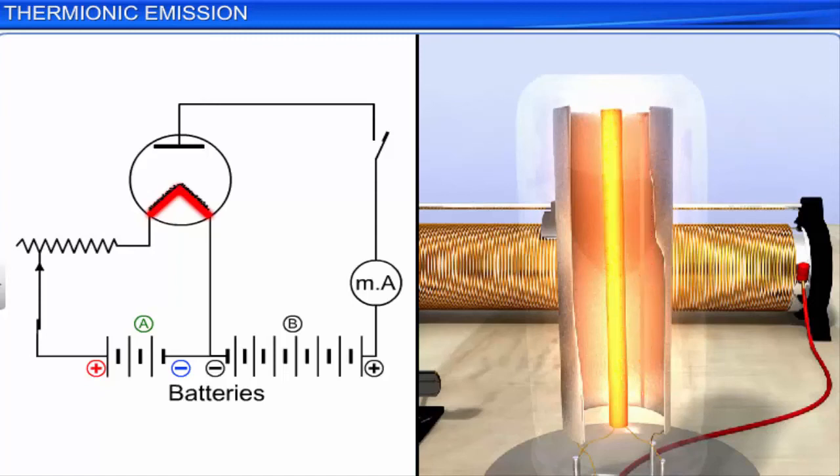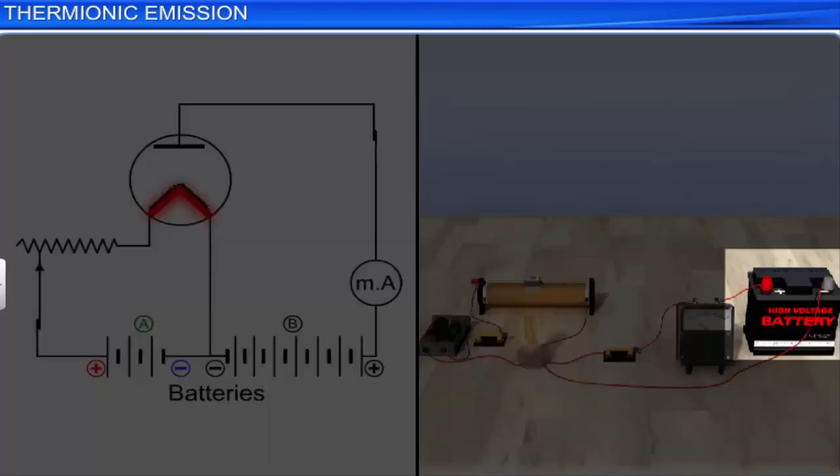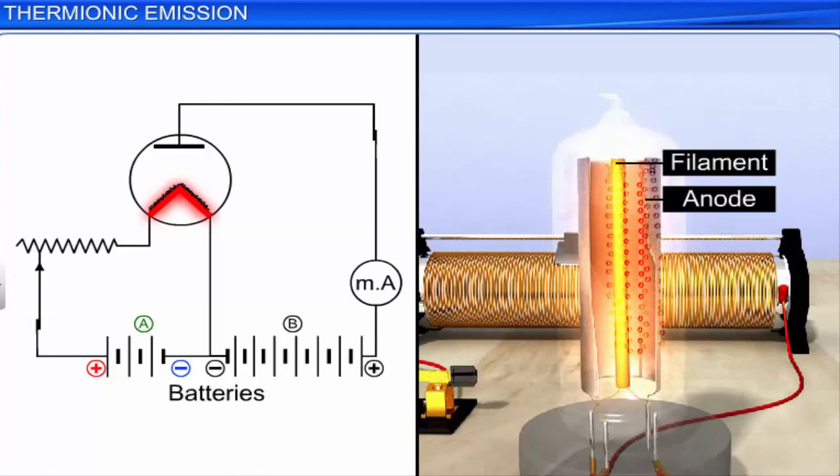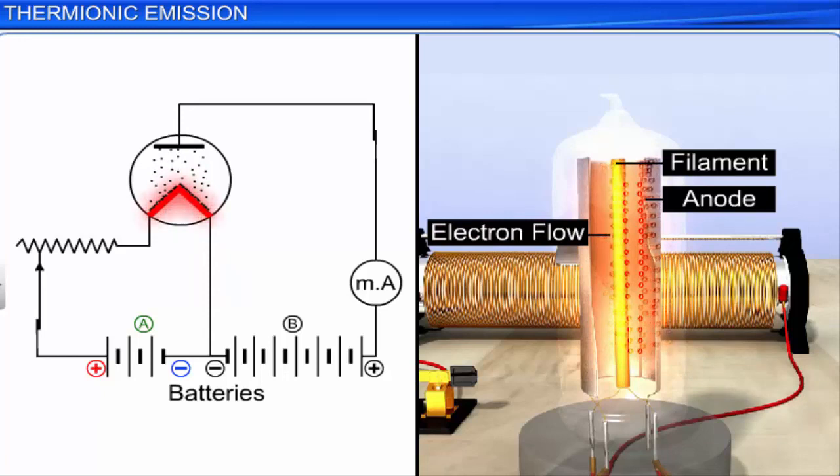When a metallic plate is connected to the positive terminal of a high-tension battery, it behaves like an anode and attracts electrons, or thermions, from the cathode, and current starts flowing between the two electrodes. This current is unidirectional and can be controlled by varying the voltage of the high-tension battery.